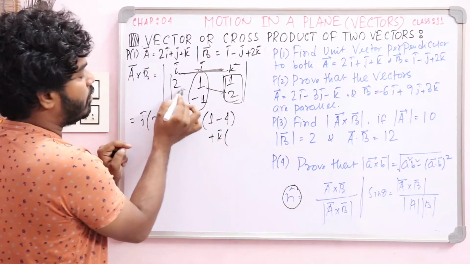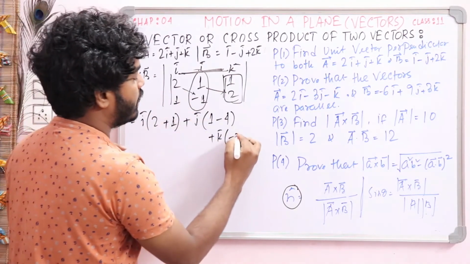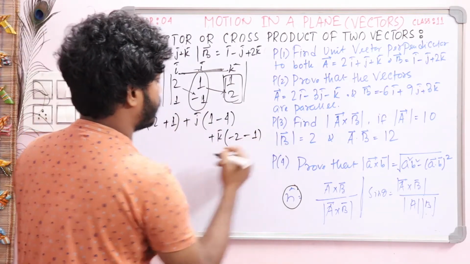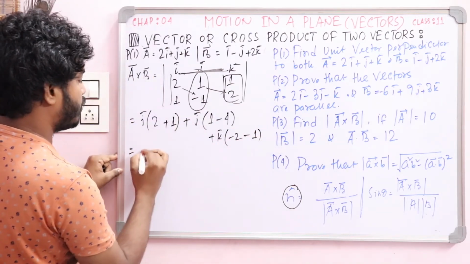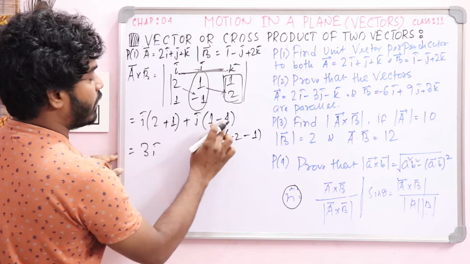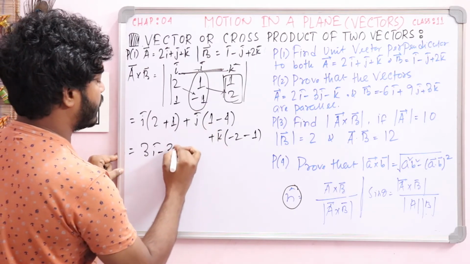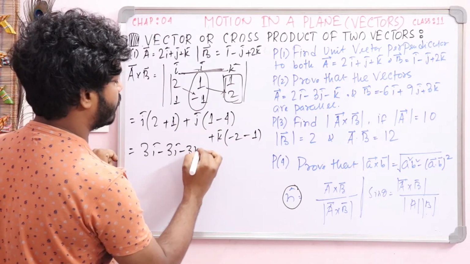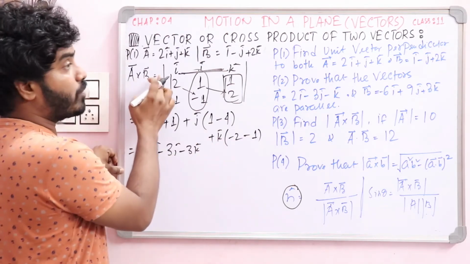So at first you multiply this one, 2 into minus 1, that is minus 2, then minus of 1 into 1, that is minus 1. So this one becomes 3 i cap, minus 3 j cap, minus 3 k cap. So this is our value A cross B.